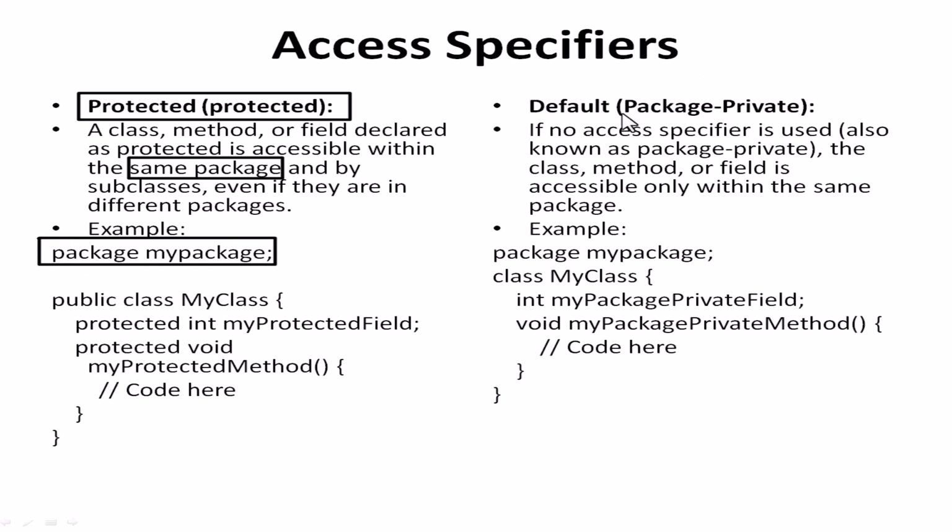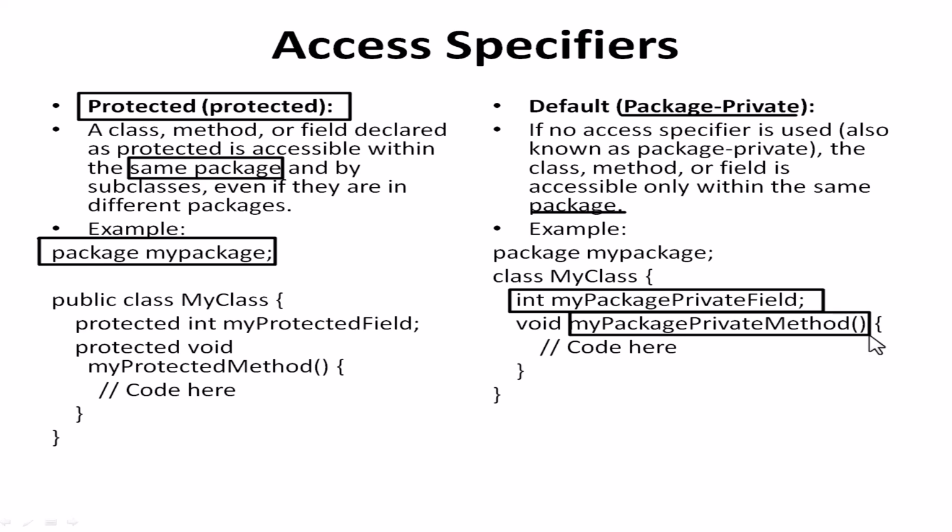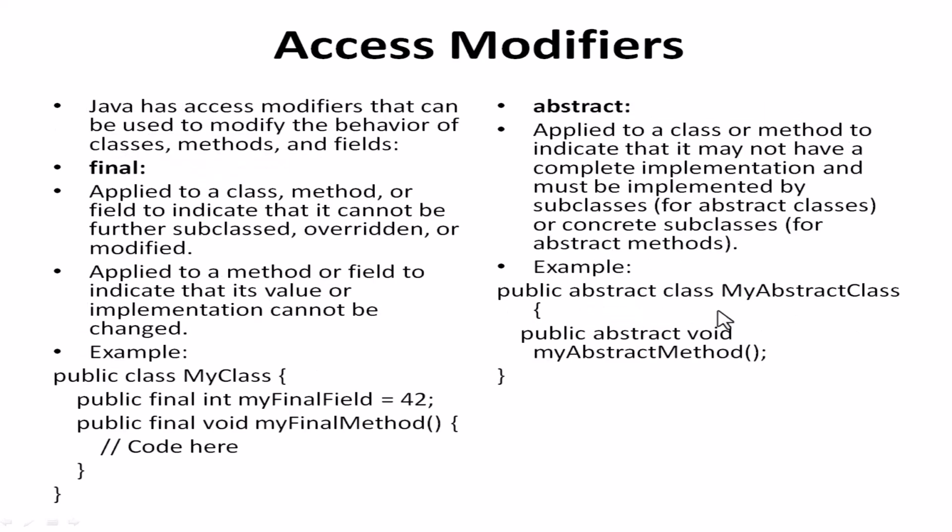Next, default. A default package is private. Here no access specifier is used, so it is also known as package private. The class, method or field is accessible within the same package. For example, integer myPackagePrivateField, where we have given an integer value. Similarly, you have given this particular void. It will be accessed inside the package only.